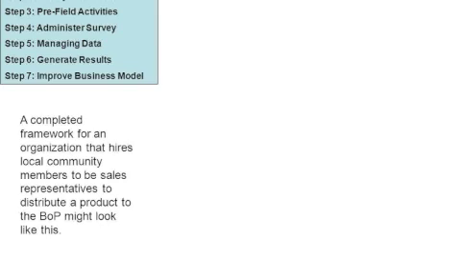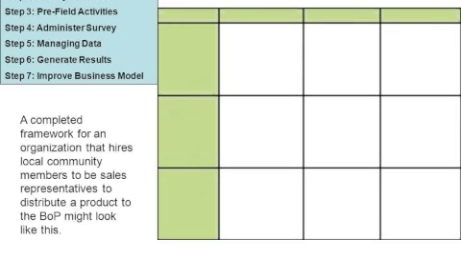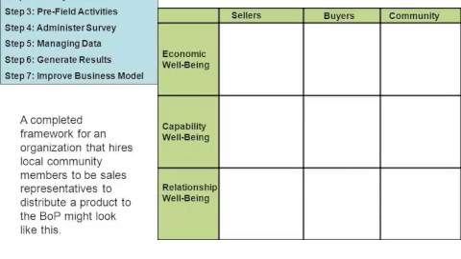An organization wishing to determine the impacts of a venture would fill out this 3x3 with the necessary information. This presentation considers a fictional BoP venture that involves recruiting local entrepreneurs to sell a product to the BoP. If this organization filled out the 3x3, it would look something like this.